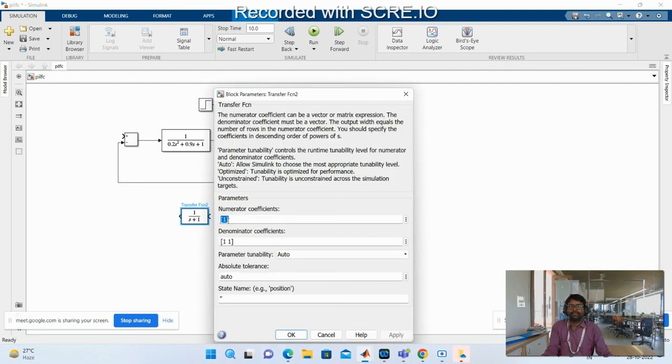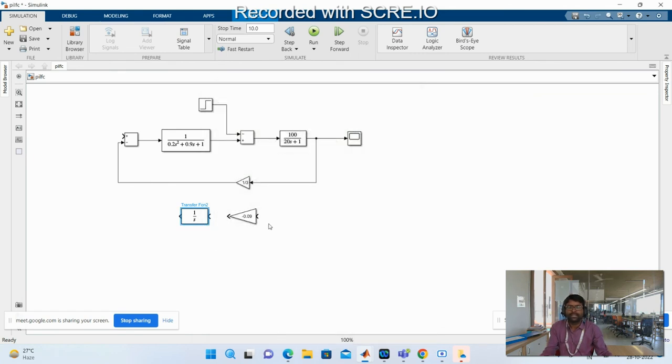So what is the value of the numerator? 1. Denominator? 1 0. First one is S power 0, and from right to left, S power 0, S power 1, S power 2, like that. So S power 0 has no constant, the S coefficient is 1. Okay, so tell me from where you will get the input to this gain block?